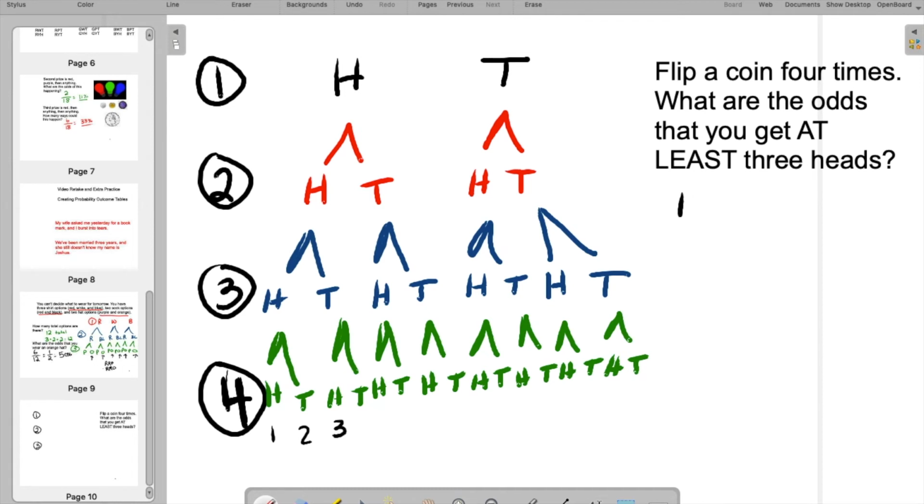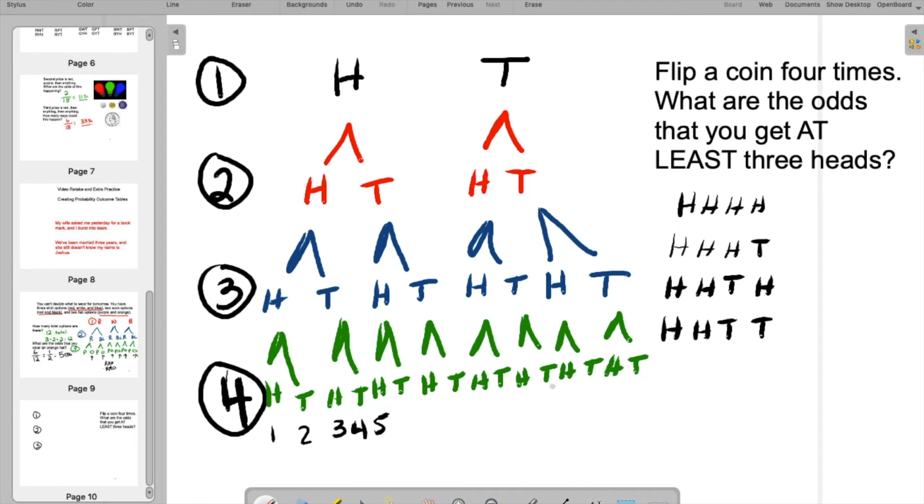So option 1 was heads, heads, heads, heads. Option 2 was heads, heads, heads, tails. Then option 3 is heads, heads, tails, heads. And then heads, heads, tails, tails. Option 4. This is 5. Oops, we're kind of losing it here. We're going to erase that and try again.